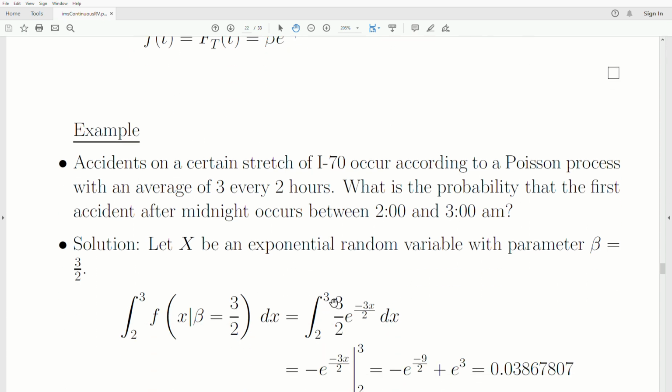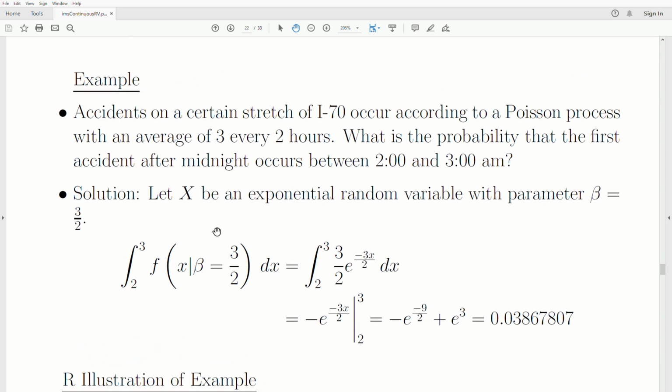So let's do an example. Accidents on a certain stretch of I-70 occur according to a Poisson process with an average of 3 every 2 hours. What is the probability that the first accident after midnight occurs between 2 and 3 a.m.?